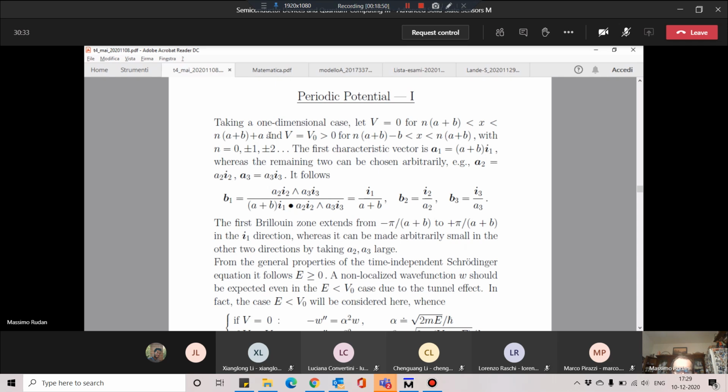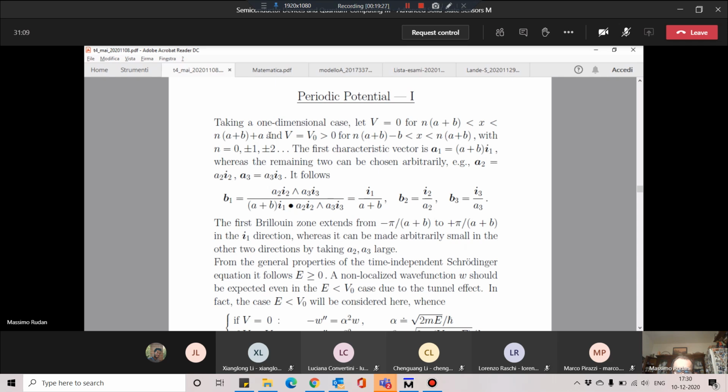Now we go from the reciprocal lattice to the scaled reciprocal lattice, and we multiply each vector B1, B2, and B3 by 2 pi, okay? In this very simple case, the Brillouin zone is just a segment along the x-axis, okay? And the length of this segment is 2 pi divided by A plus B.